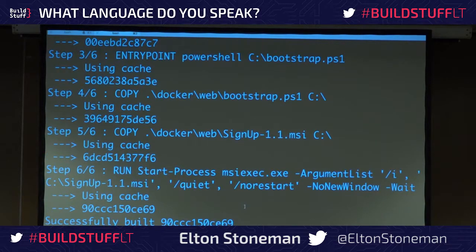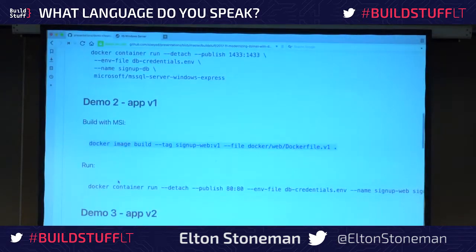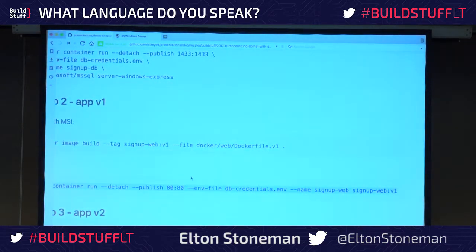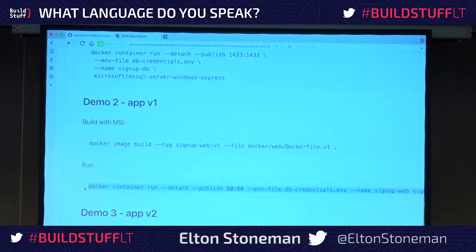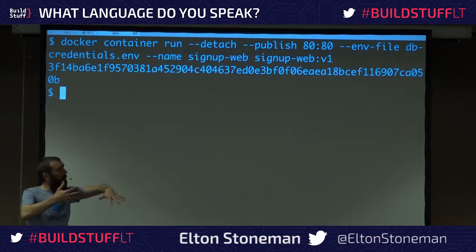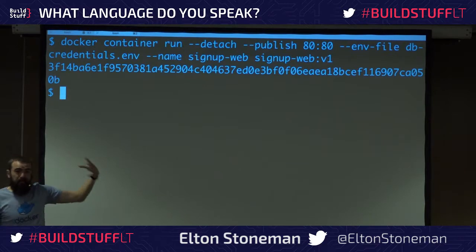Okay, so now I've got my application. Now I can run it in a container, which is what this line is going to do. Same as I've already shown you, I'm going to do docker container run. I'm putting it in the background. I'm publishing port 80, so port 80 of my VM will go into my container. I'm passing it the credentials file, the same credentials file that I used for my SQL Server.